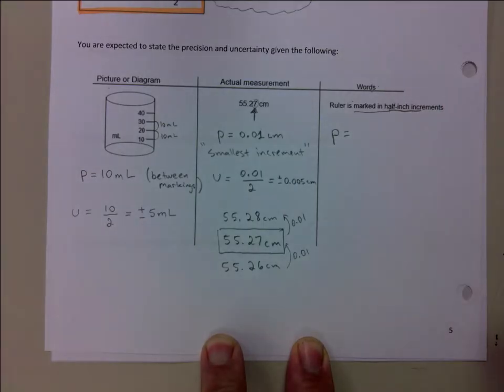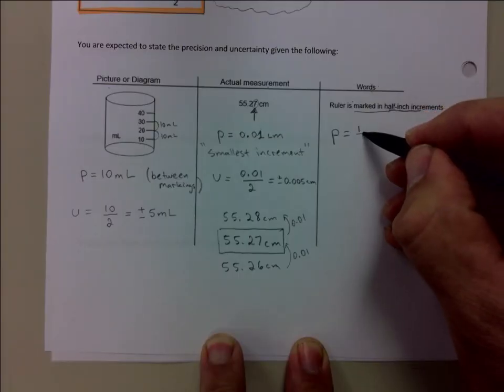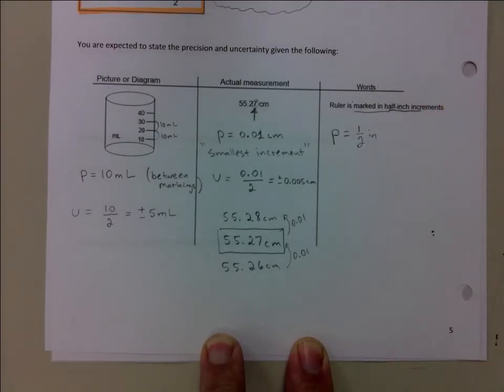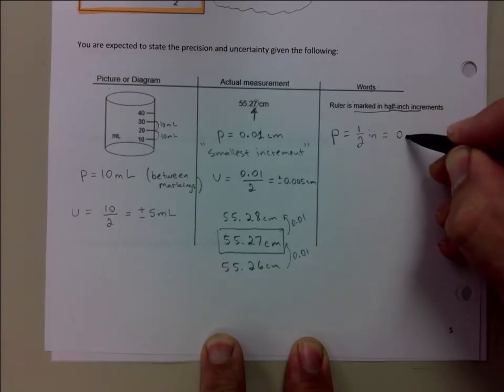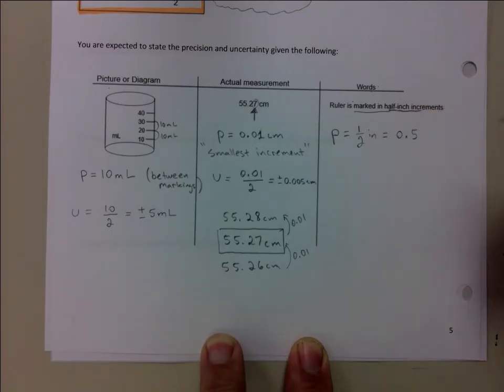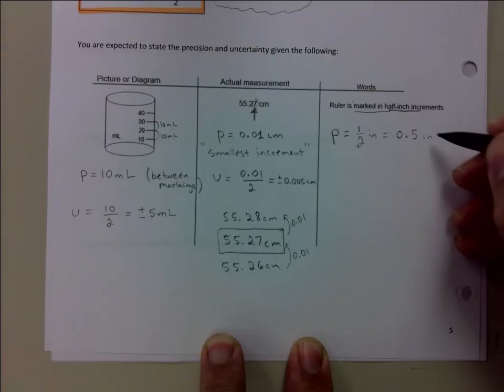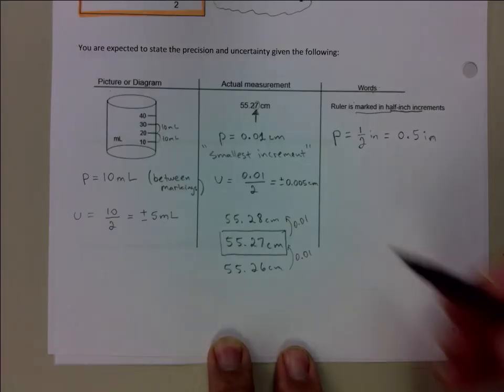The only thing is here, fractions are sometimes the thing, right? So half-inch increments, so you can say precision is half an inch. Or if you really don't like fractions, you just turn that, whatever the fraction is, go 1 divided by 2 in this case, and you have that as your precision.